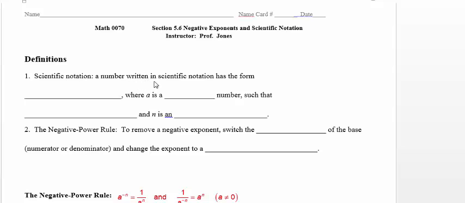Whenever a number is written in scientific notation, it has the form a times 10 to the n, where a is a real number such that the absolute value of a is bigger than or equal to 1 and less than 10, and n is an integer.